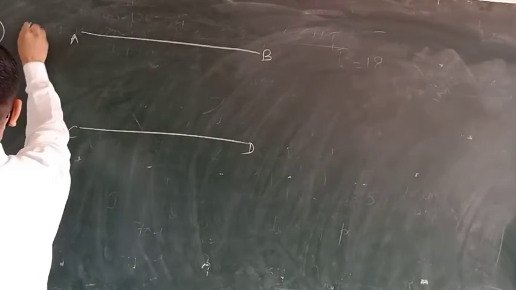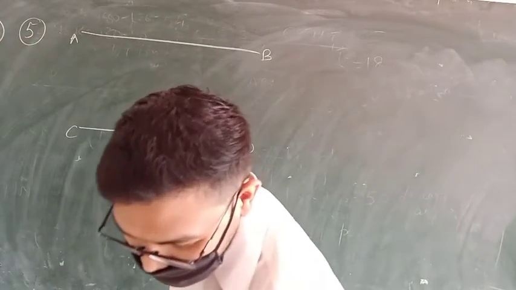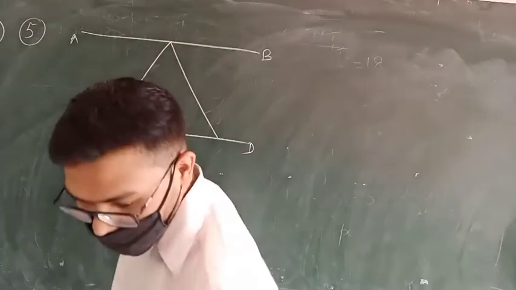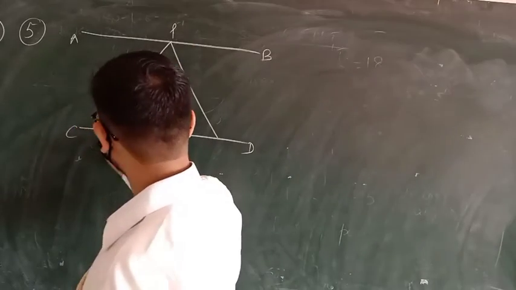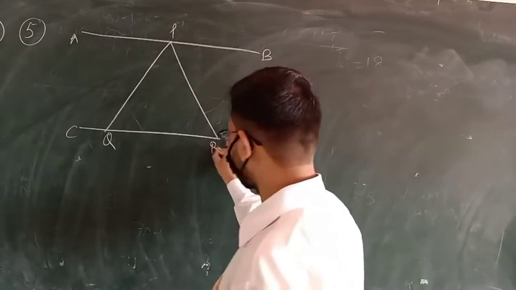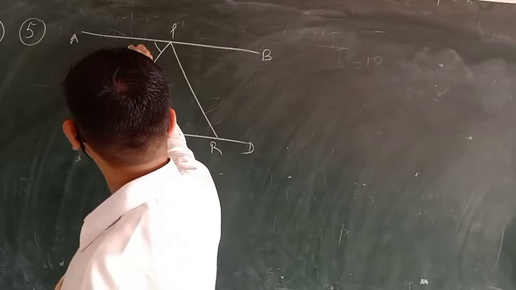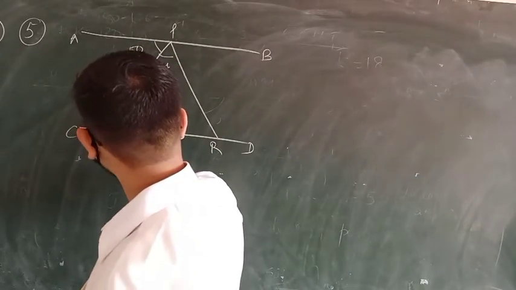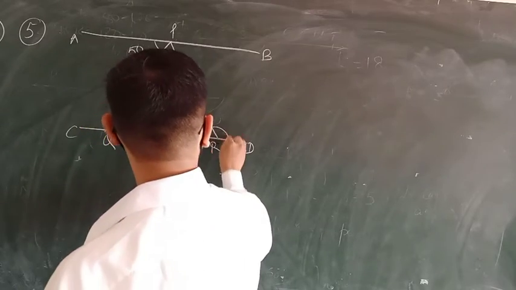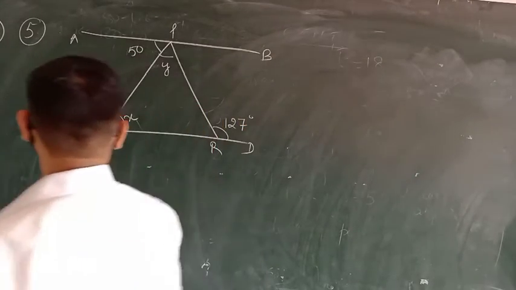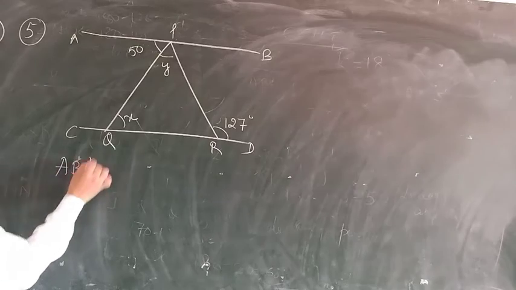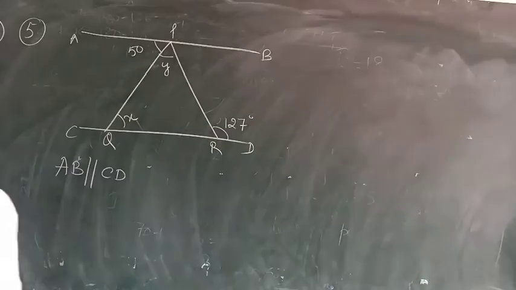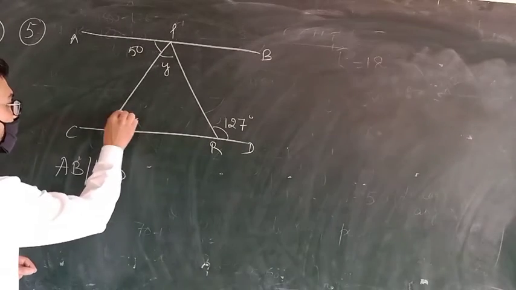Question number 5 is: AB is parallel to CD. This is point P, this is point Q, and this point is R. This angle is 50, this angle is Y, this angle is X, and this angle is 127 degrees. The things given in the question are AB parallel to CD and these two angles. Your question is to find the value of X and Y.